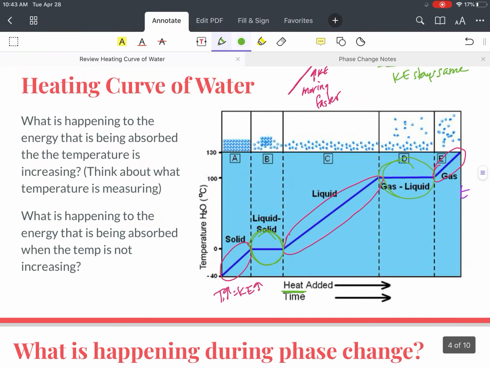If we look up here at these little dots, we can see in this flat line section, where I'm breaking my forces, some of those particles are able to break away. That's because that energy is going towards separating those forces, disrupting those intermolecular forces so our particles can move away. They're not actually moving any quicker. They're just able to separate from each other now where they weren't before.